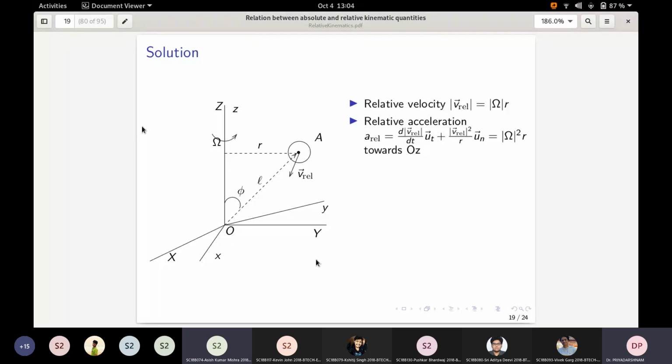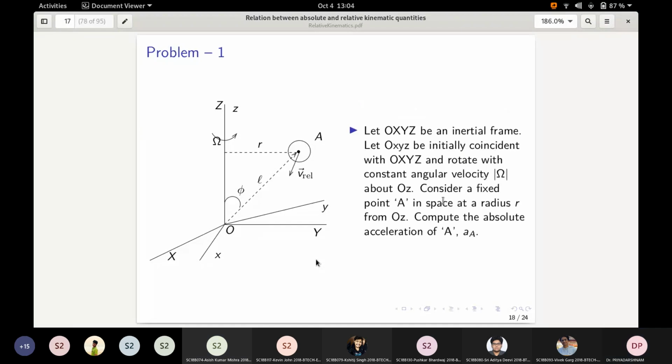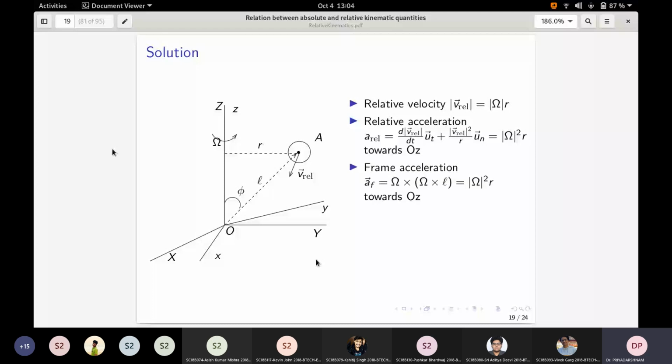Sir, are you sure that modulus of omega is constant? Yeah, that is the assumption we made, no? Constant angular velocity. Yes, sir. Okay, thank you for pointing it out. It is constant angular velocity.